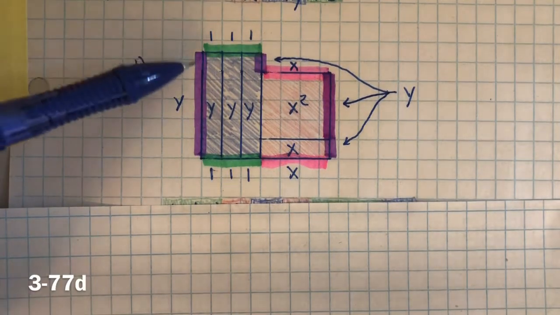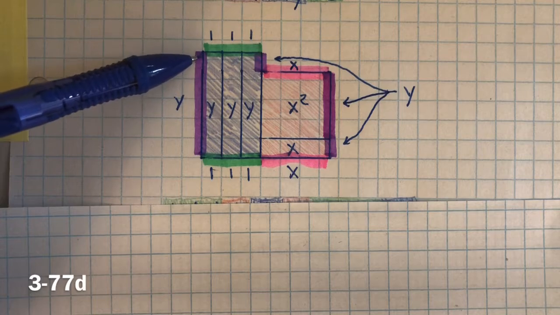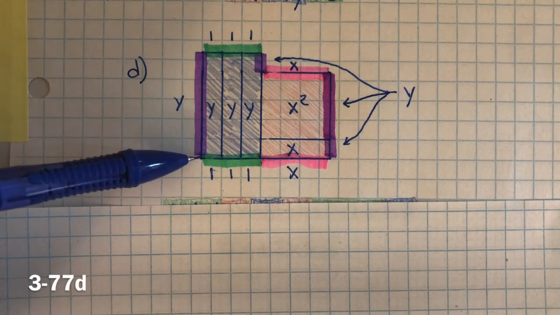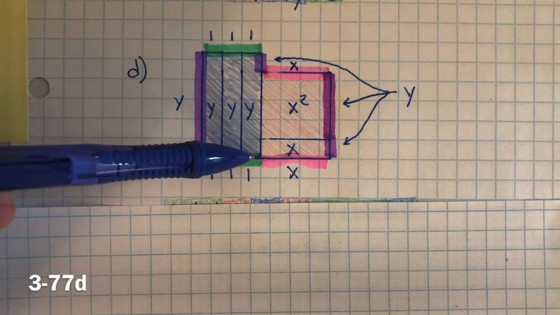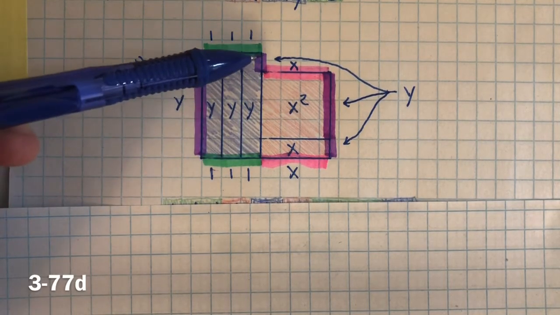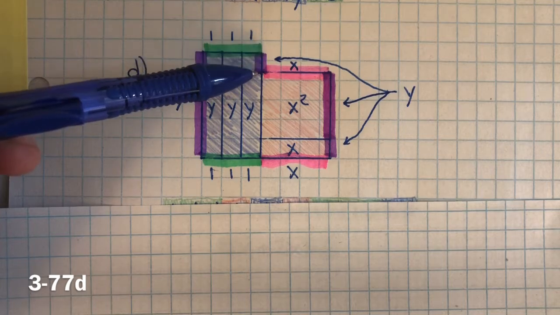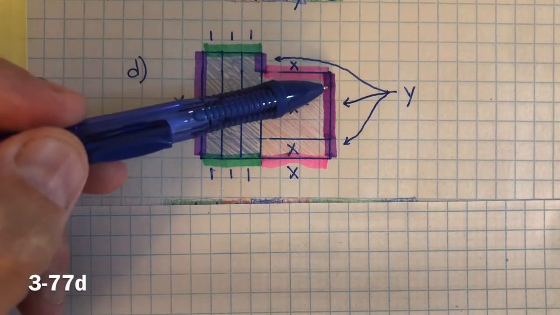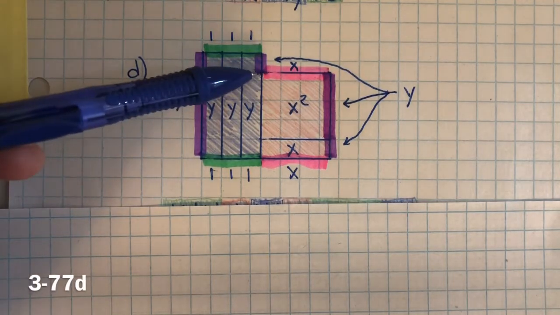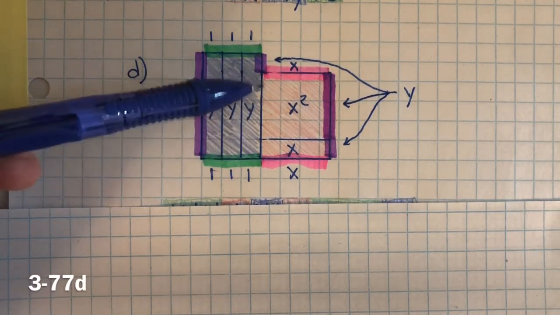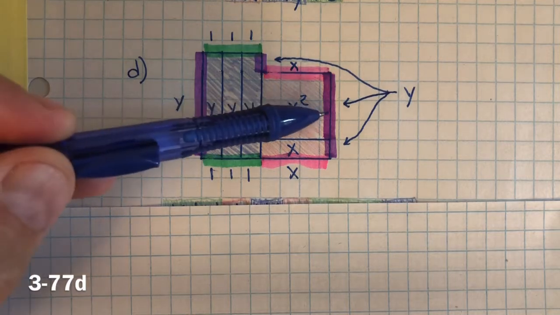377D. Here we have the length of this side is y. And I know from here to here is y. So if I add the length of this plus the length of this, it is going to equal y, because this length that's unknown just bumped out over here.